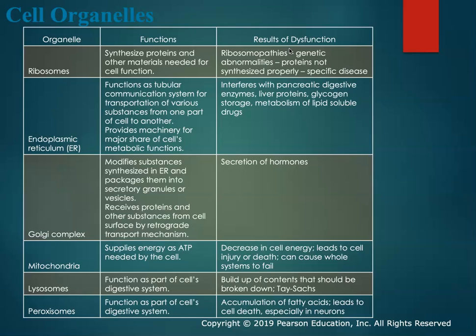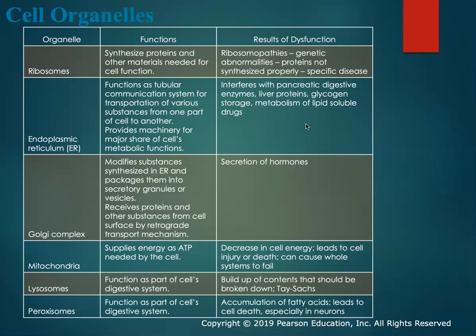So here we're particularly focusing on, well, what happens if the ribosomes are not functioning properly, okay? These are generally ribosomopathies, right? Generally caused by genetic abnormalities. Ribosomes synthesize proteins, right? So if there is a dysfunction of the ribosome, proteins will not be synthesized properly, okay? And can lead to, obviously, disease. And it'll be specific in terms of which proteins are particularly affected, okay?